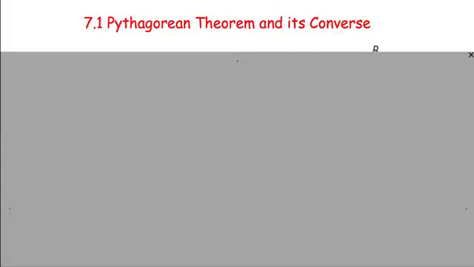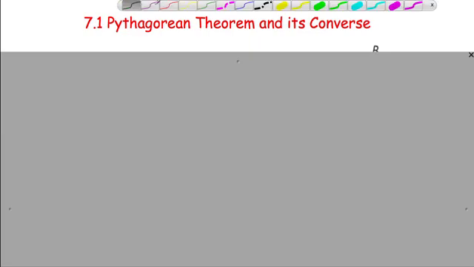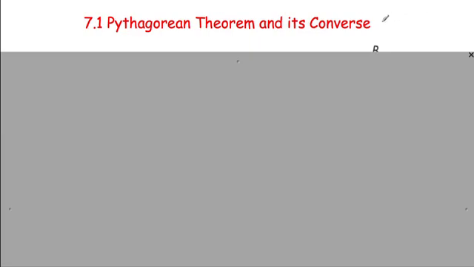A squared plus b squared, the sum equals c squared. The Pythagorean theorem requires a right triangle.